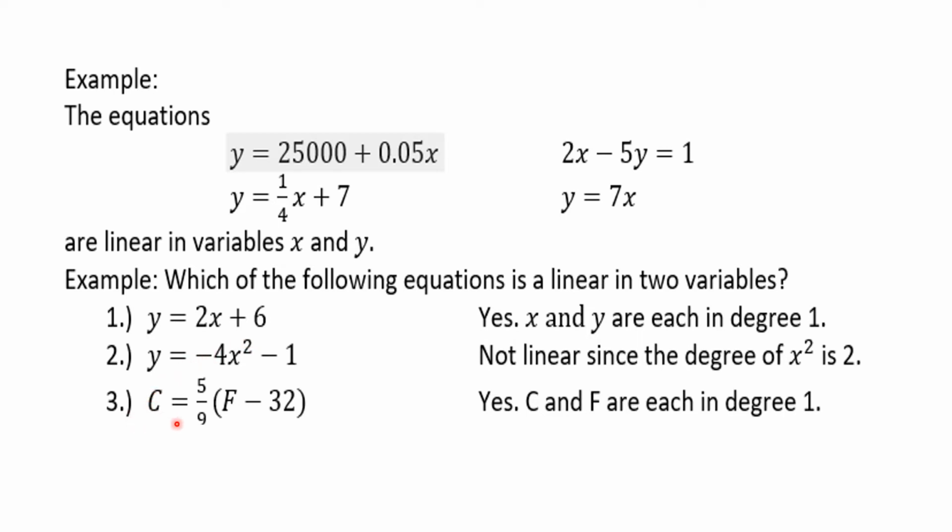Okay, number 3, we have C equals 5 over 9 times the quantity F minus 32. Yes, C and F are each in degree 1. Since our variables are C and F, and the exponents of the variables are 1, therefore it is an example of a linear equation in two variables.